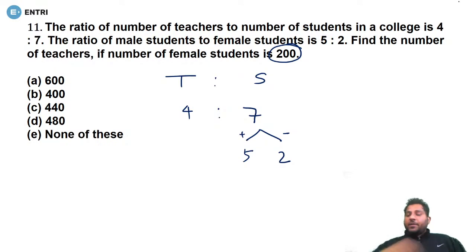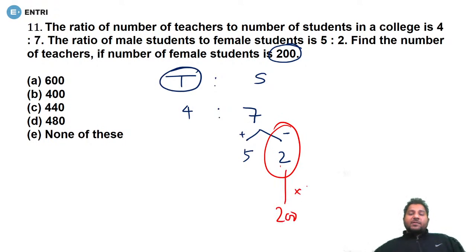Okay, Rash, 400. Let me explain. Look, find the number of teachers. So they are asking about the number of teachers. The number of female students is given as 200. So 2 is equal to 200, 1 is equal to 100. That means 4 equals 400. So it was a really clear answer.